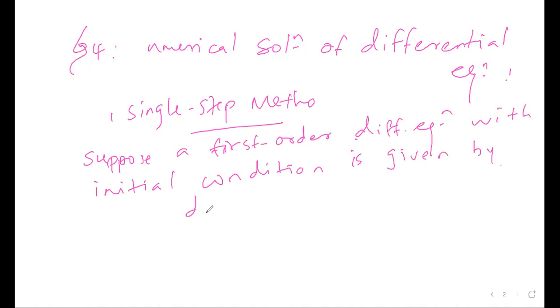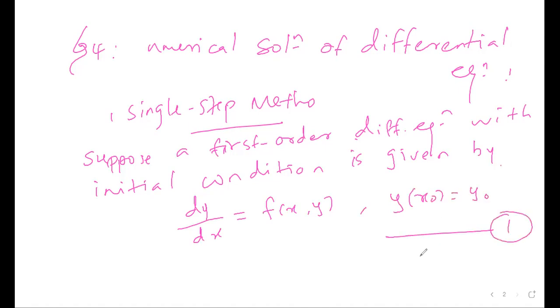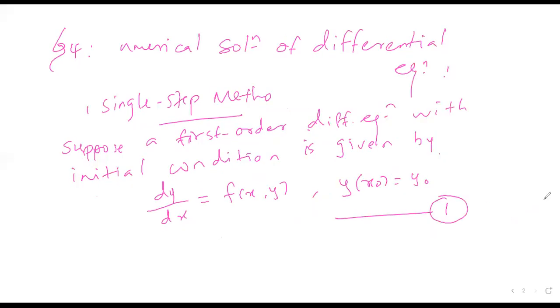so as we know how we can notate our first order differential equation, dy over dx, which is equal to f of x, y, with some initial condition. For example, y of x naught will be y naught. Okay, let's say this is my equation number 1. Okay, let's continue. Please write with me, it will be helpful.